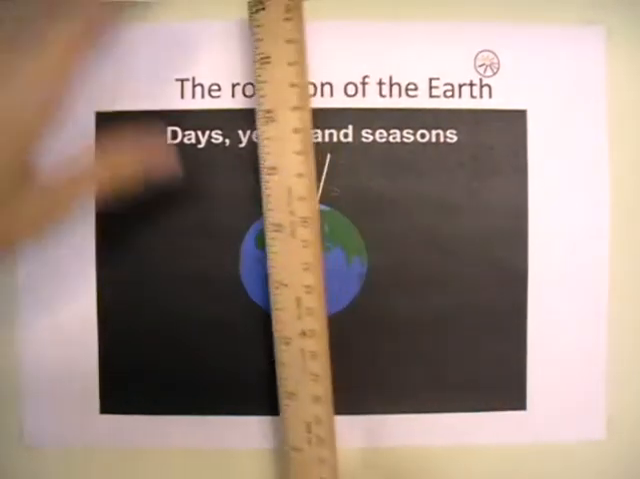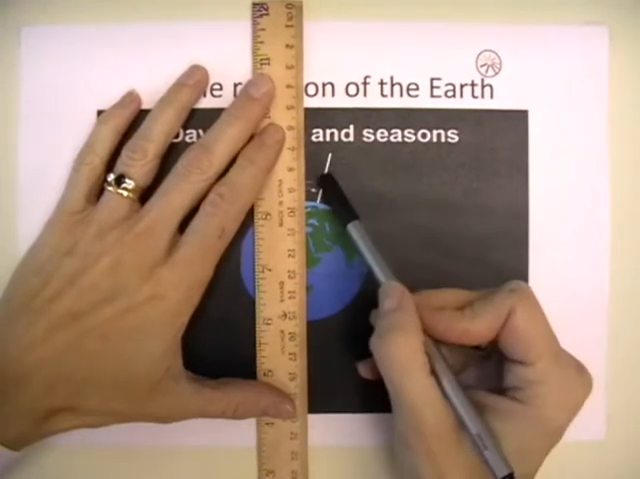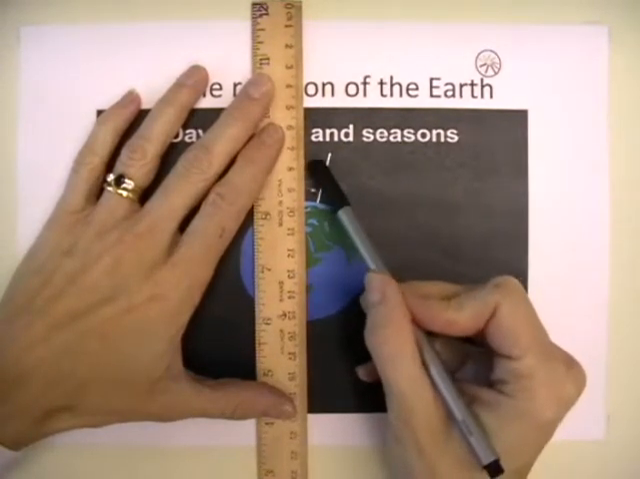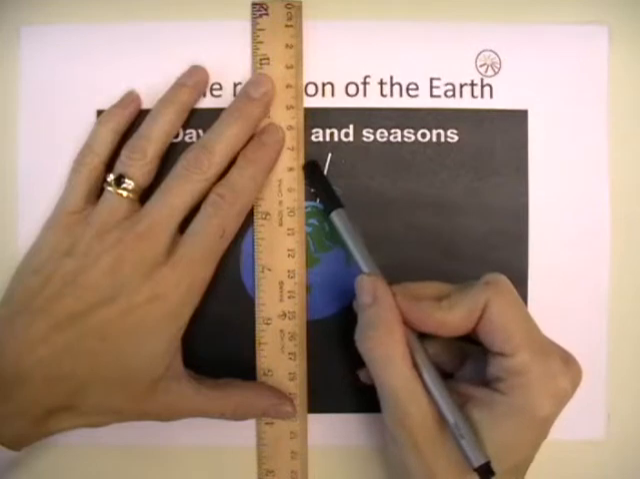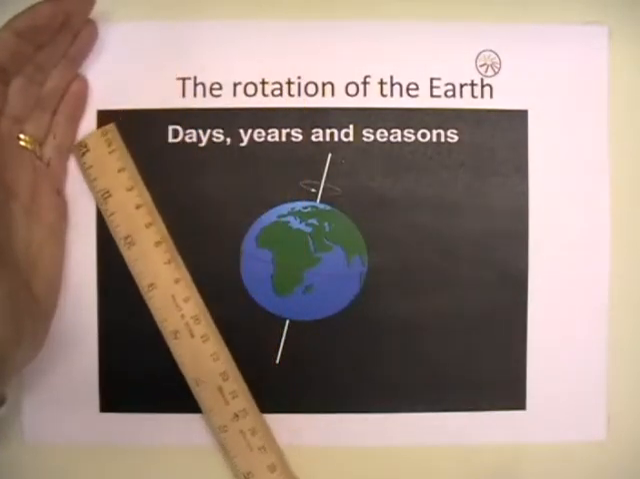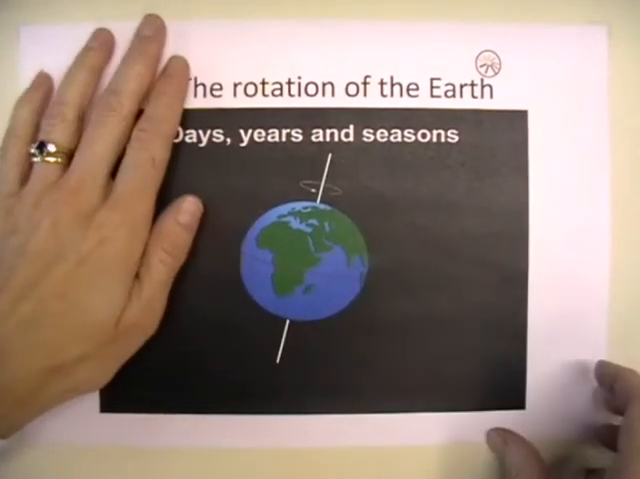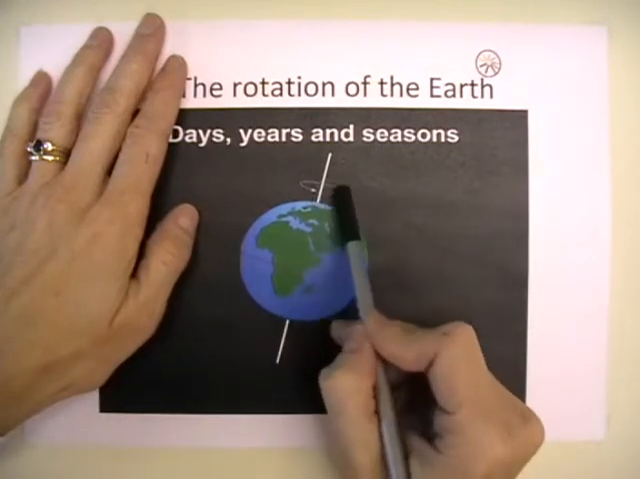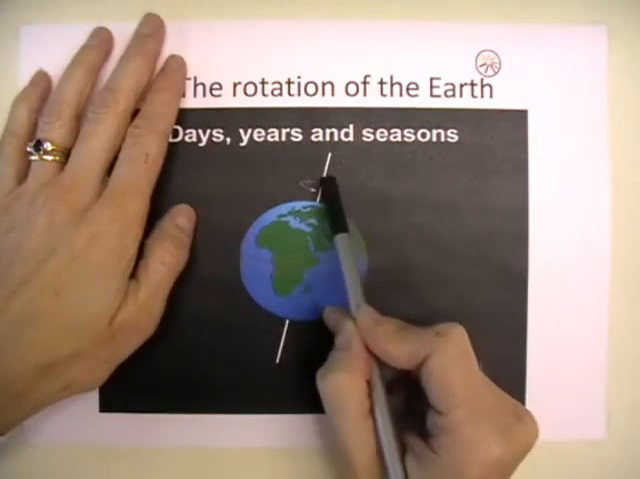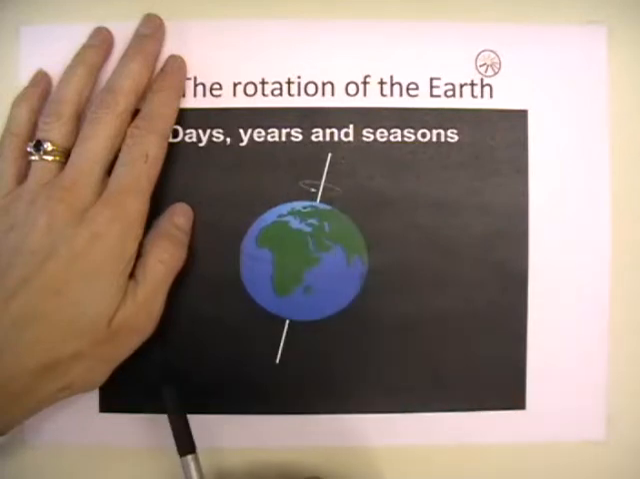That axis is approximately 23 degrees away from the vertical line, 23 degrees. And as the earth spins every day, that causes day and night, because as the earth spins, we rotate into and then out of the sun's light.